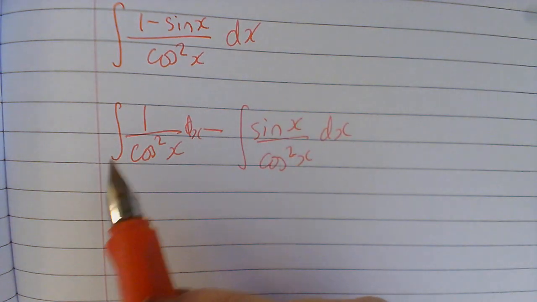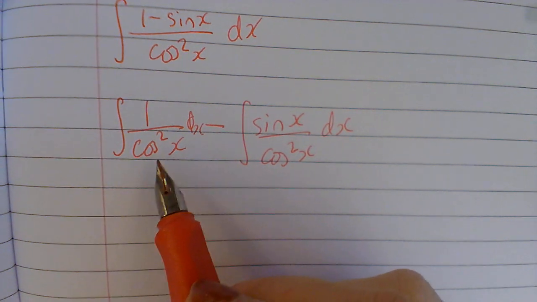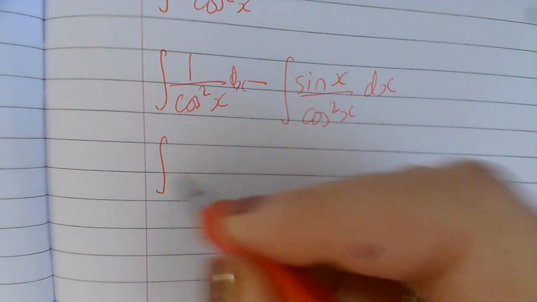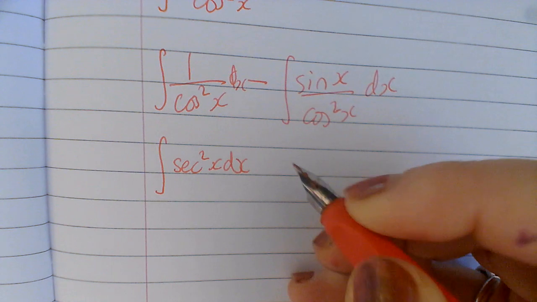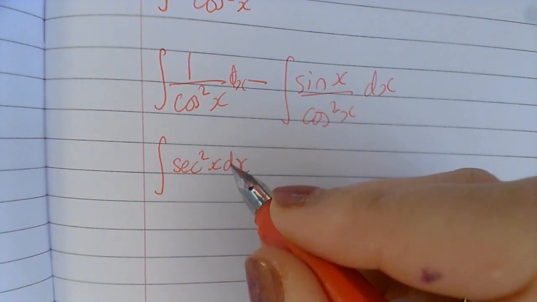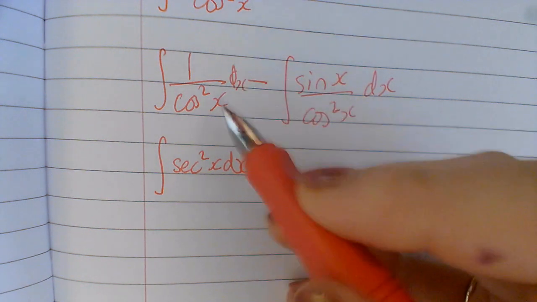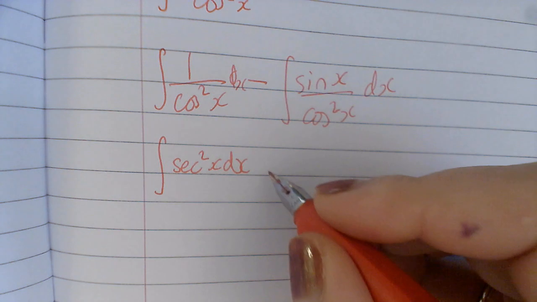When I get to here, I notice I've got 1 over a trig function. With 1 over a trig function, that lets me then go, aha, that is just a trig function. So I'm going to write that. Thankfully, if I look at my list of standard integrations, that's actually on there. But as soon as I see 1 over a trig function, I will write it as that trig function.